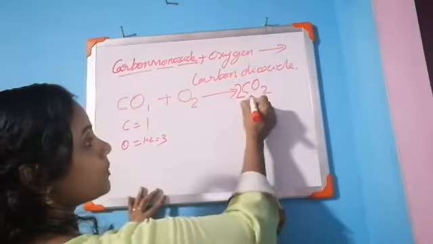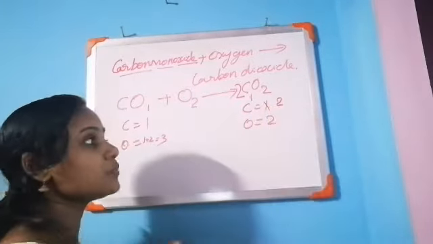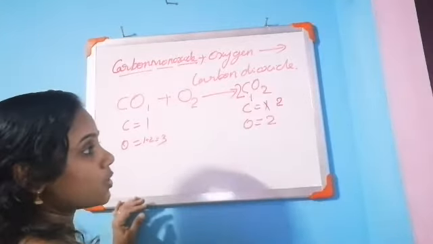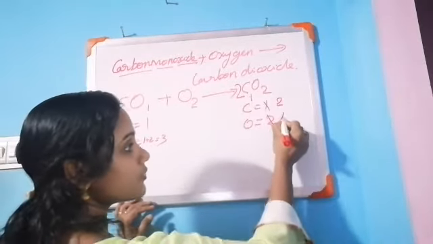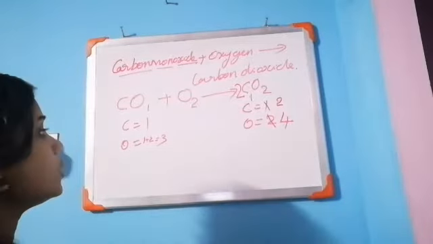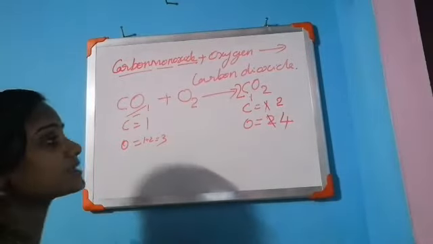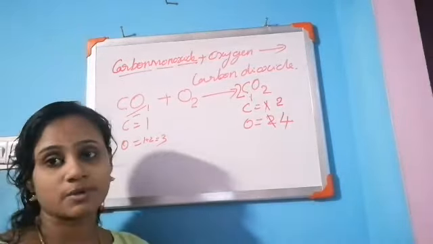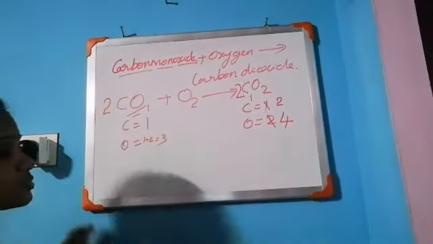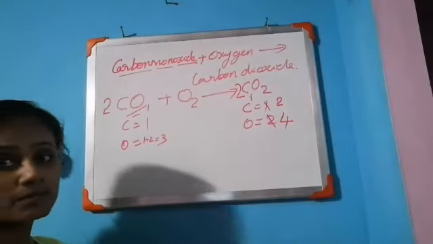Okay, now carbon: 1 2s are 2. Now carbon number 2. Again 2 2s are 4. So oxygen number 4. Which side has less number of carbon? This side. In the reactant side, less number of carbon. So we should multiply the left side by 2, on the left side of the carbon monoxide.